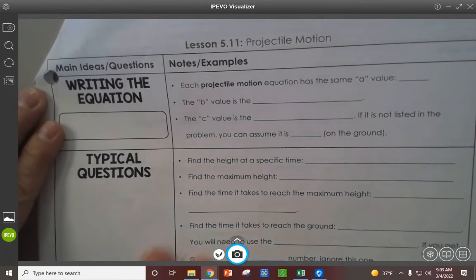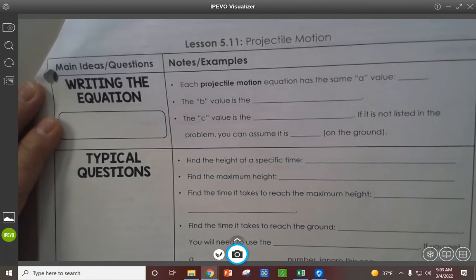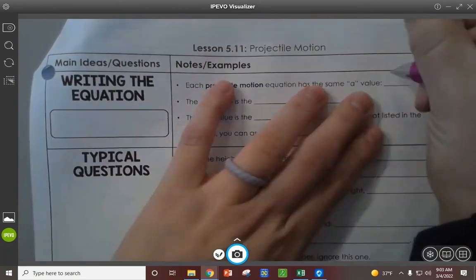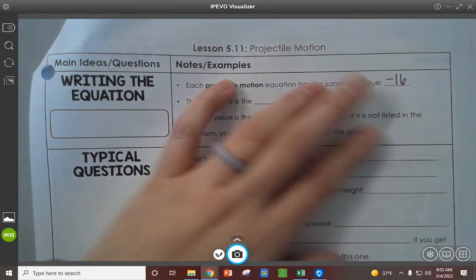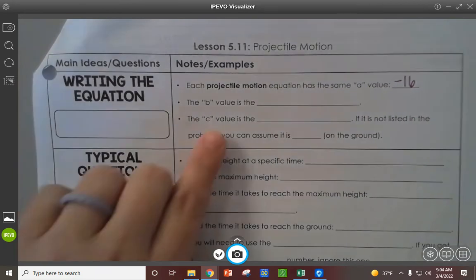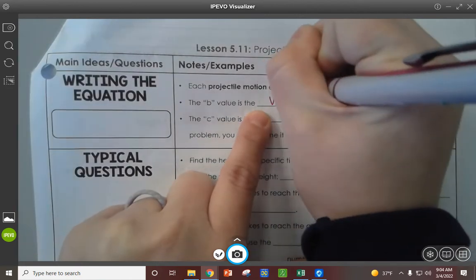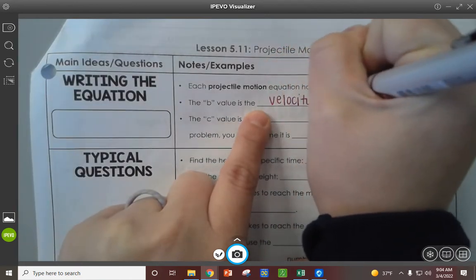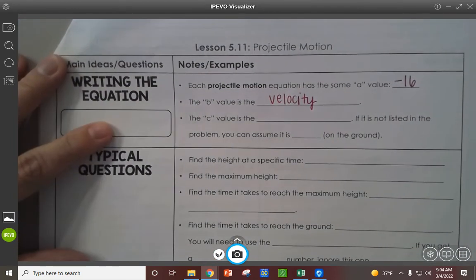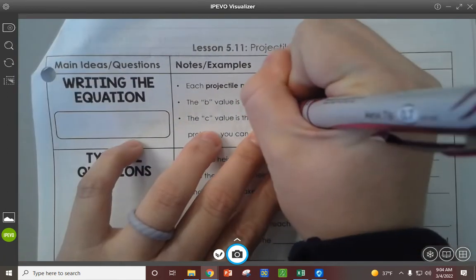So every question like this is going to be a word problem. It's going to be there's an object thrown in the air and so on. So the first number, that's your A value, it's always negative 16. Anytime an object is thrown in the air, it has negative 16. Your B value is the velocity. And the C value is the starting height.